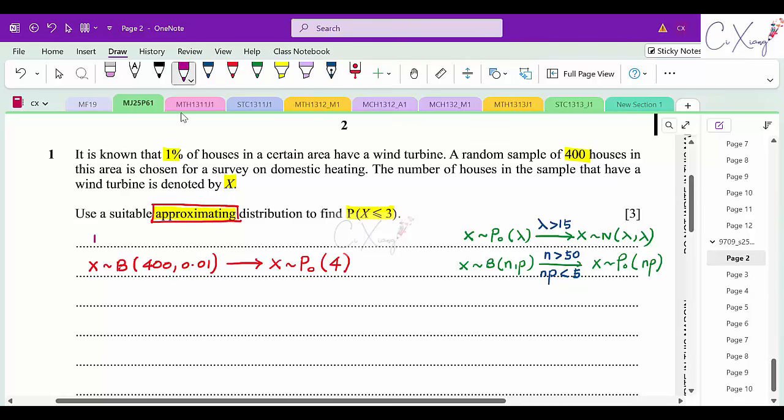Okay, then binomial belongs to a discrete random variable, and Poisson also belongs to a discrete random variable. Therefore, continuity correction is not needed. We can directly find the probability for X smaller than or equal to 3.